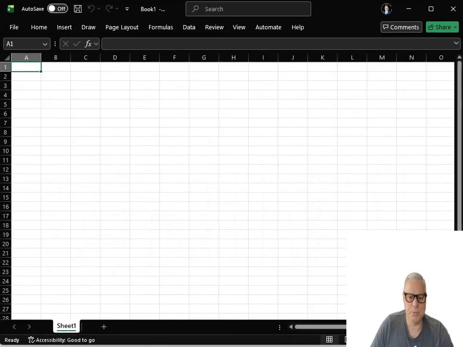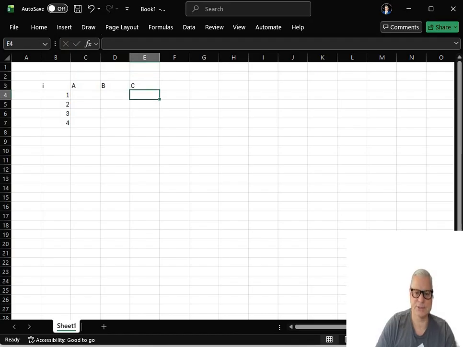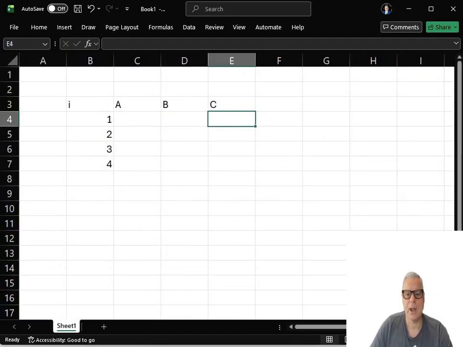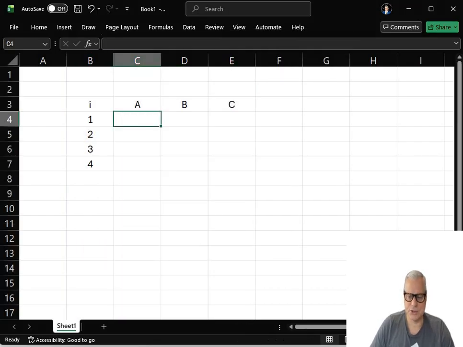Let me just open Excel quickly. And let's say we have 4 observations in each of the groups A, B, and C. So when it comes to analysis of variance, we distinguish basically the total variance, the between group variance, and the within group variance.